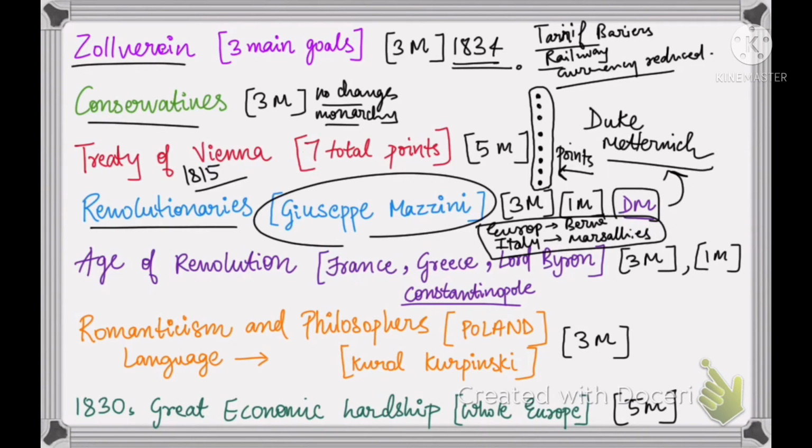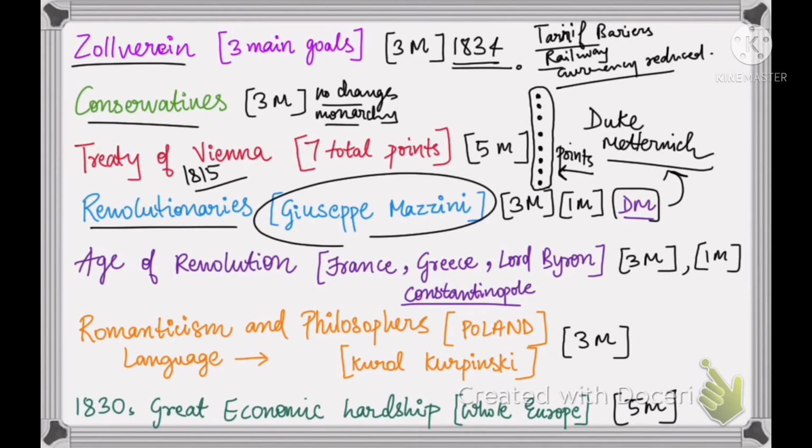And now we'll start with the age of revolutions from 1830 to 1848. As the video is getting long, we will cover the first 3 parts of your chapter in this video and the next 3 parts will be covered in the second one. So let's start with the age of revolution.